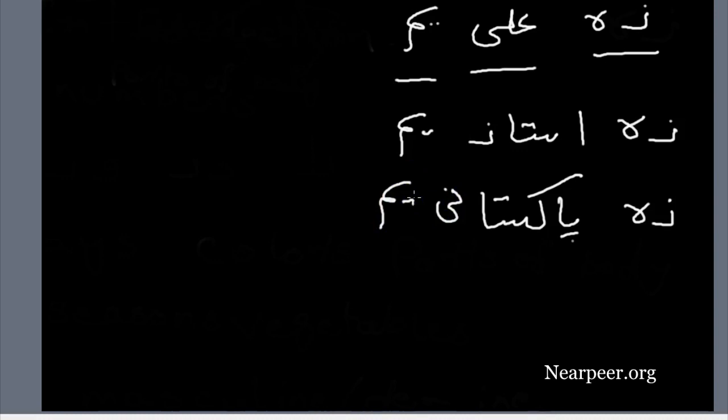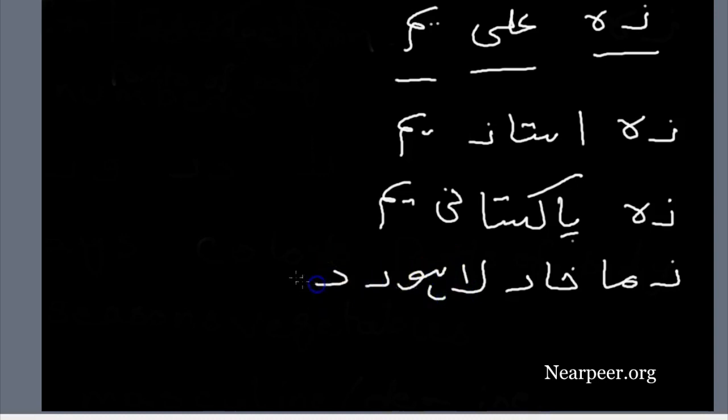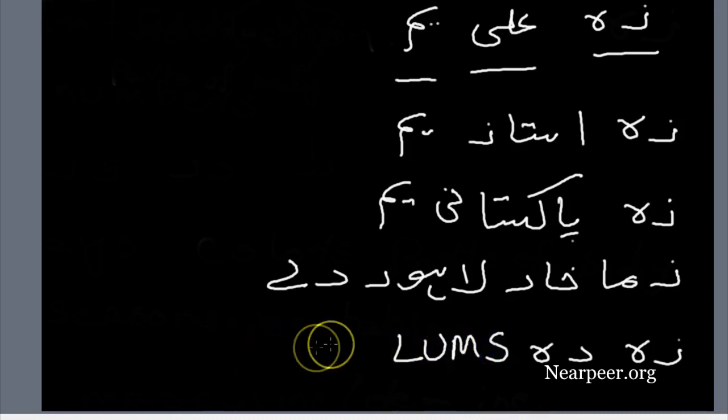If I say, I'm from Lahore, I'll say Zama Khar Lahore De, my city is Lahore. If I say I'm a Luminite, I'll say Za Da Lums student yum.